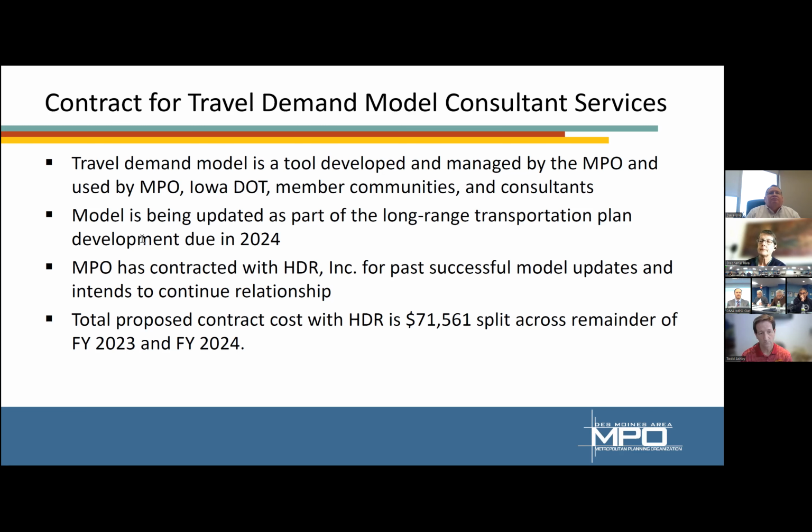And we'll talk about the budget later on. We can put this in the FY 24 budget. We heard from HDR that they expect about 35% of the cost to be in this fiscal year, FY 23. We had $10,000 budgeted already. There are some other expenses that we don't anticipate actually incurring, so we could switch that over to the model as well. So we could take care of about $25,000 of it in this fiscal year and put the balance of $45,000 or so in next fiscal year.